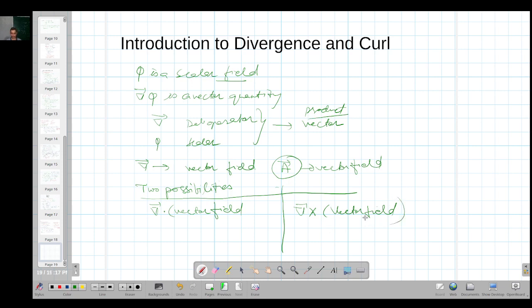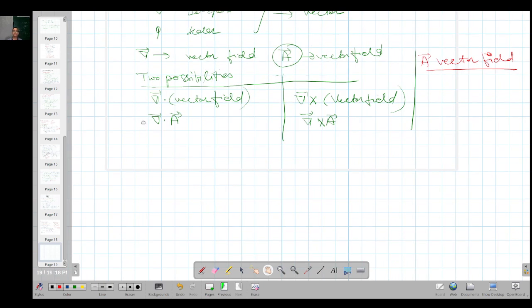Now let me briefly do one thing. This is basically del dot A, and here it can be written as del cross A, where A is what? A is, sorry, not a vector quantity, but a vector field, right? So these are the two possibilities. Keeping these two possibilities in mind, mathematically this is known as the divergence of a vector field. And this is called the curl of a vector field.